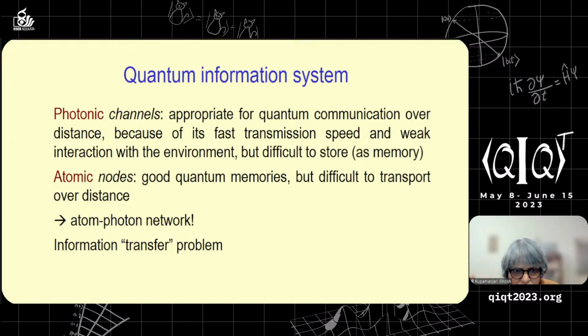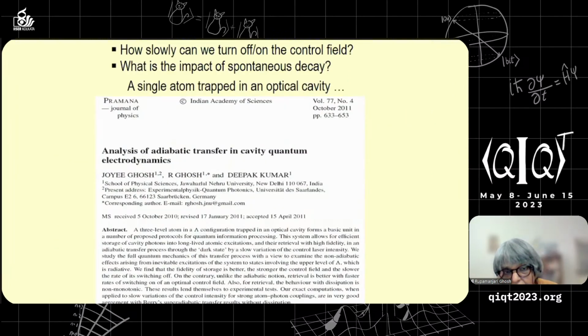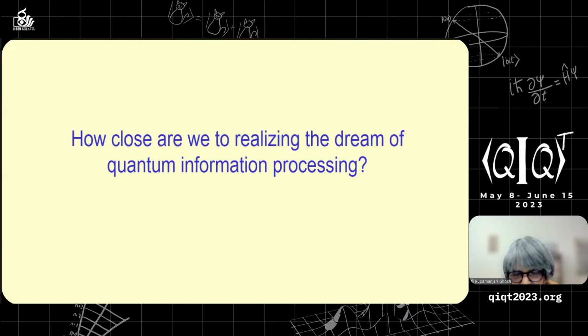And naturally, you have to be sensitive to the second important problem that I'm talking about, the information transfer problem. How do you transfer information from the photonic channel to the atomic nodes without destroying it, without reading it, and then retrieve it at will from atomic nodes back to the photonic channel, again not knowing what that information is? Everybody knows this process of transfer has to happen at a slow rate, and that's why it's done adiabatically. How slow is slow? What is the impact of spontaneous decay, et cetera, that you cannot avoid? We actually probed that, and there's a lot more work that needs to be done.